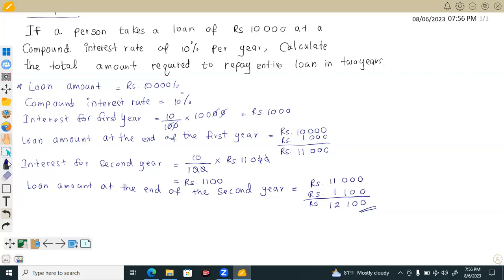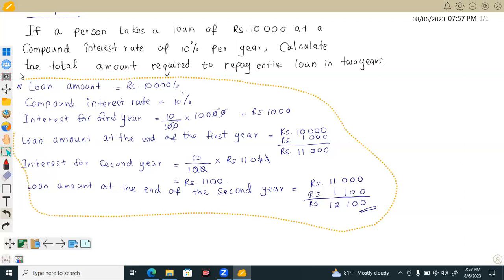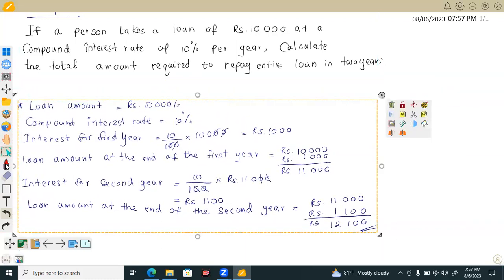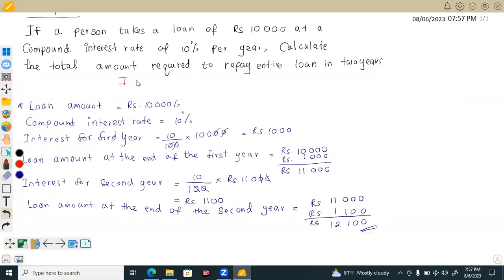Okay, Putti. Now this is my first method. Sorry, I forgot to write it. This is my first method. Then let's see how we calculate this at once.